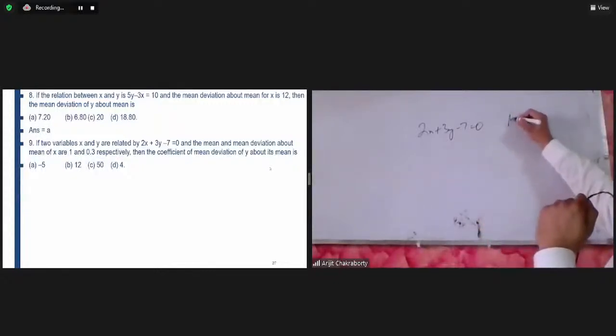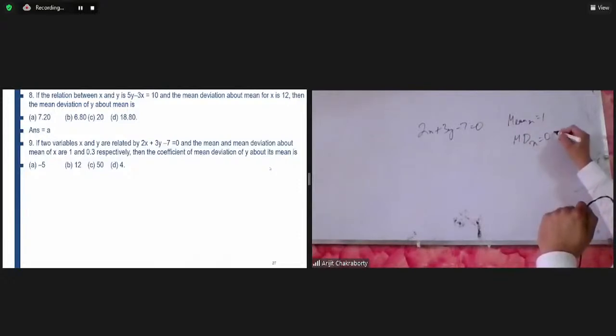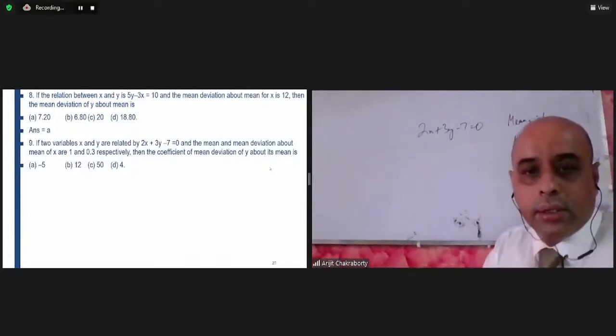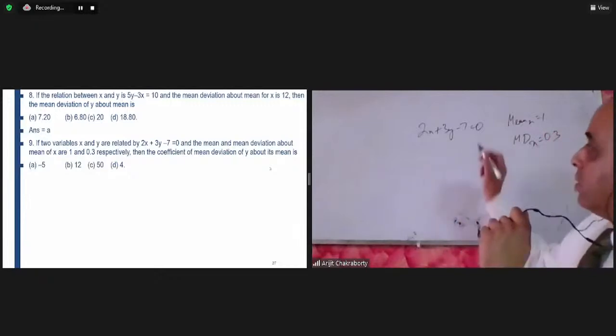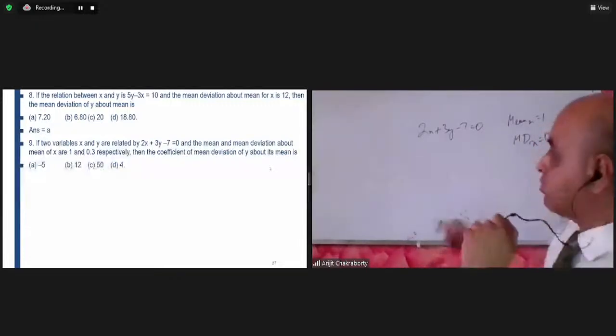Mean of x and mean deviation are given. Please note, mean of x is 1. Mean deviation of x is 0.3. You have to find the coefficient of mean deviation of y. Okay, coefficient of mean deviation. So we have to do it by steps, and by some simple steps.